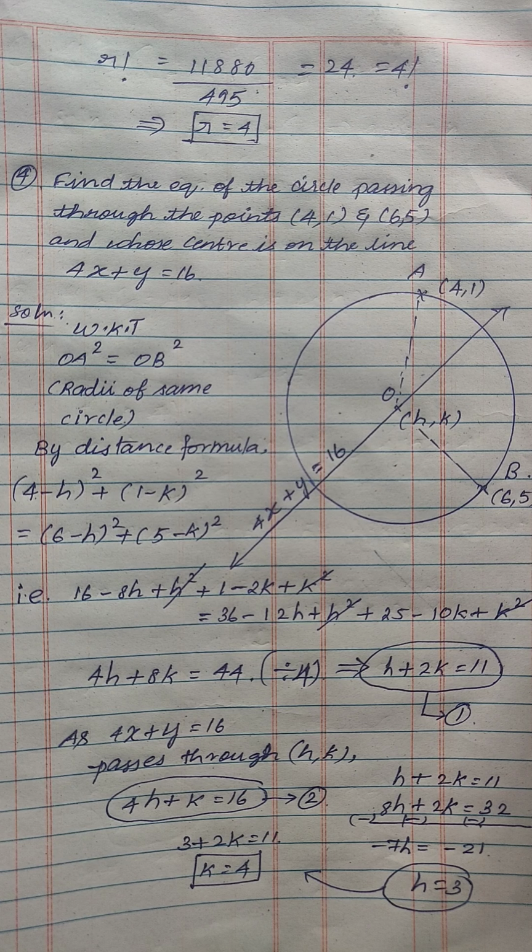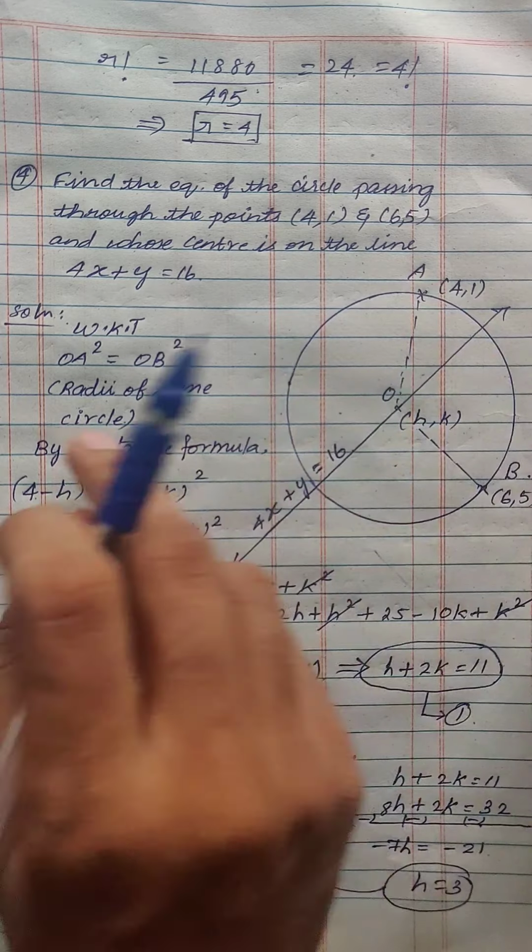So how we are going to solve the problem? For that, we need to understand something. OA and OB are the same. From the diagram you can see OA and OB are the same. So OA square is equal to OB square. Can you understand? So which means they are the radius of the same circle.